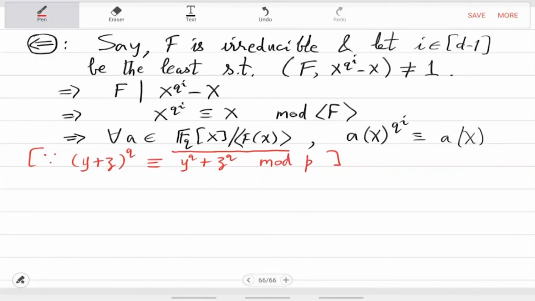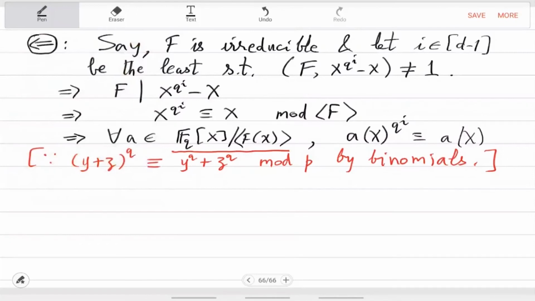The reason is that when you do binomial expansion, the other coefficients are q choose i, and q choose i is 0 mod p, it's divisible by p. So this is true by binomials. That is a nice property to remember. This is again a consequence of Frobenius action.